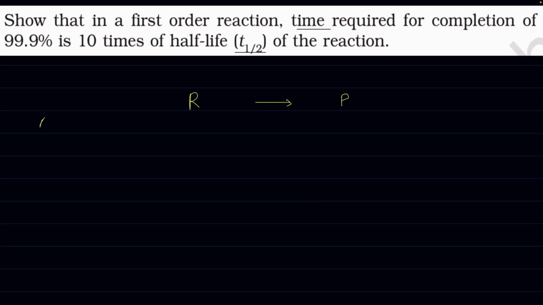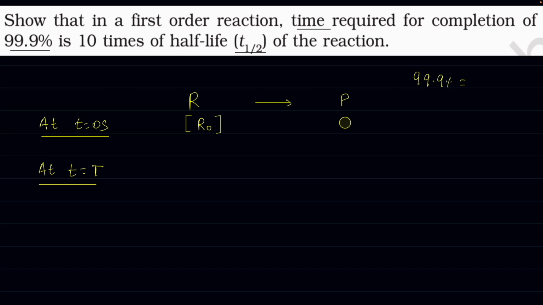When the reaction just started, at that time, we assume that time is 0 seconds. So the concentration of the reactant is, let's assume, R naught. At that time, the concentration of the product is 0. But when the reaction is completed 99.9%, the reaction will have reached a certain time. Let's assume that time is capital T, when the reaction is 99.9% completed.